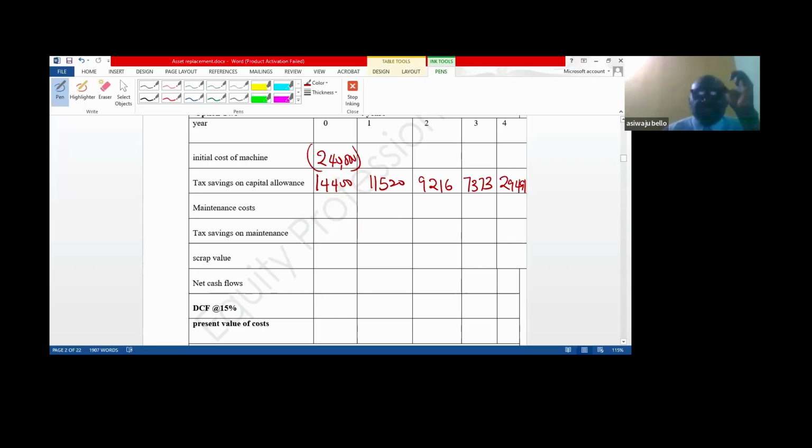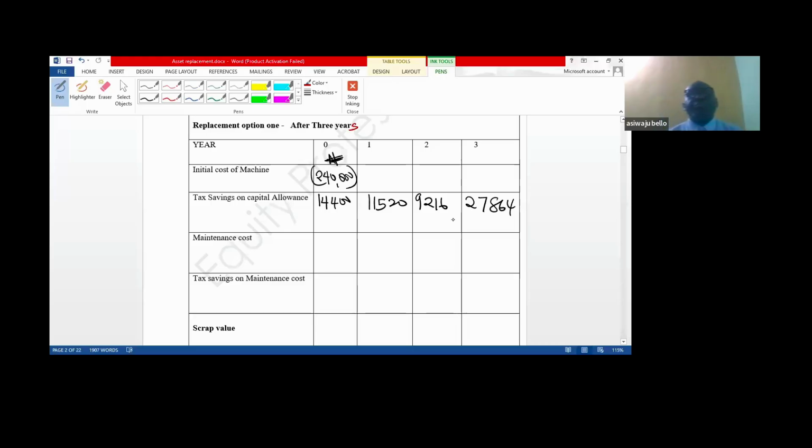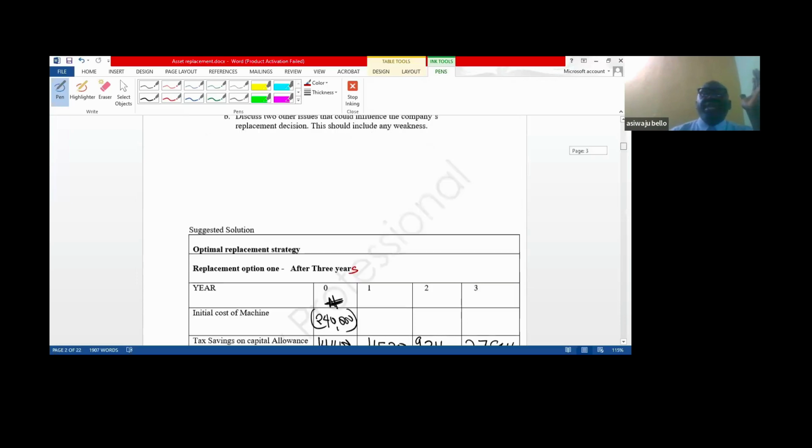That is the tax savings. That capital allowance determines the tax savings on the allowance. That will reduce your tax liability. You can now come here. Maintenance cost. Examiner says the supplier is responsible for the first year maintenance cost. Examiner says the supplier takes responsibility.